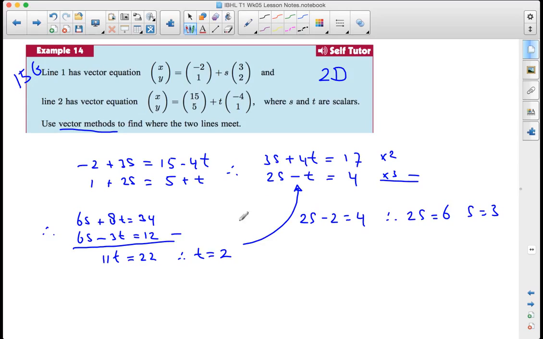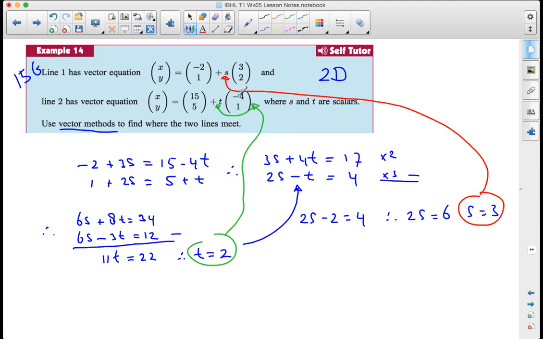And now we have a choice. Either we use this t equals 2 and we substitute it in this line here for t obviously, or we could use the s equals 3 and substitute it in that line there, and the answer should be the same. So let's do it. T equals 2, that means 15 plus 2 times -4, and so that's a vector xy, and 5 plus 2 times 1. So it's 15 take 8, 7, 5 and 2 is 7. So the point, let's call it S, is 7, 7.